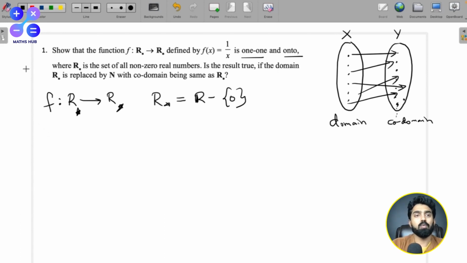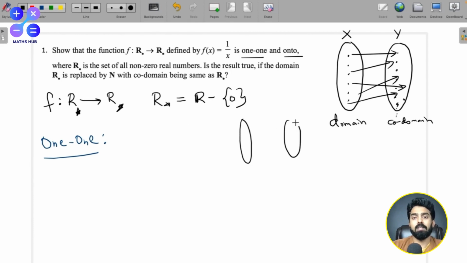So to prove one to one, what do we do? First, let's try to prove whether the function is one to one. Now, if the function is one to one, what would happen? Let's say you have these two sets, R star and R star, for this function f. This is function f of x equals 1 by x.